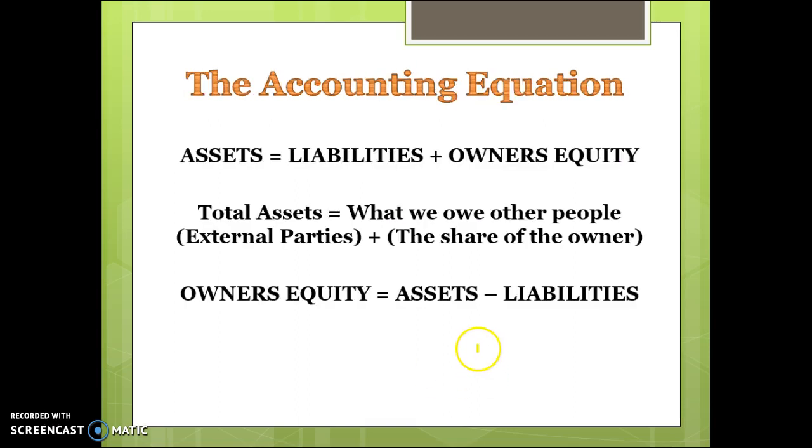So the accounting equation states that our assets are always equal to the total of our liabilities plus owner's equity. So basically what that means is that all the assets the business owns is equal to what we owe other parties or external parties plus the share of the owner. So all the assets are either owned by external parties separate to the business or owned by the owner himself or herself.